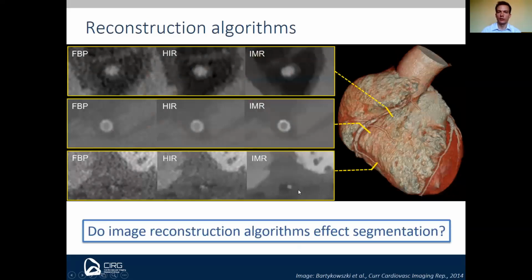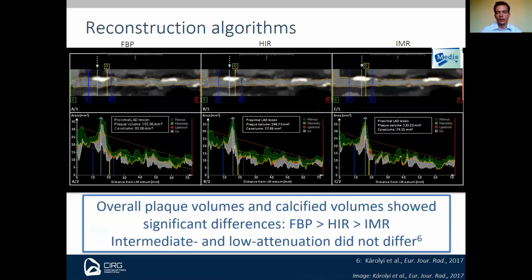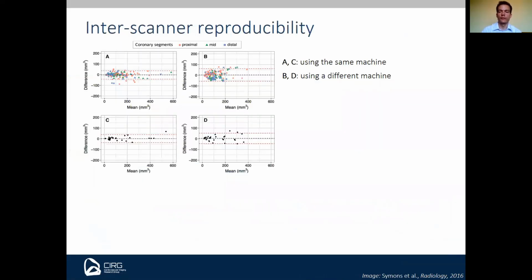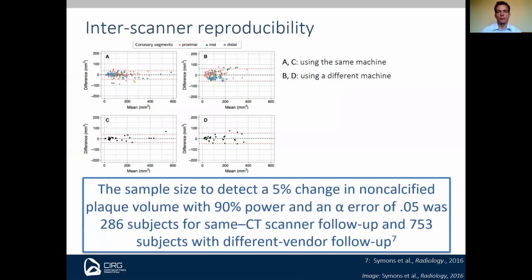But the question arises, do these new algorithms change the voxel intensities in a way that might change our quantitative results? A recent study has shown that overall plaque volume and calcified plaque volume actually change between these reconstruction algorithms. However, fortunately, intermediate and low attenuation plaques do not differ, which have been shown to be the predictors of later outcomes. Another very interesting study is by Simons et al.